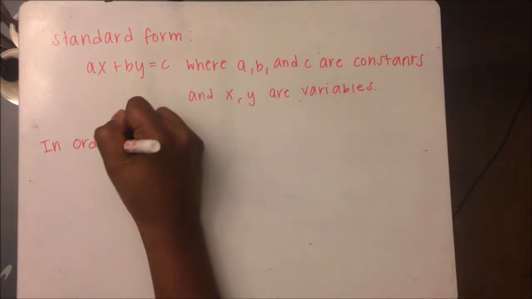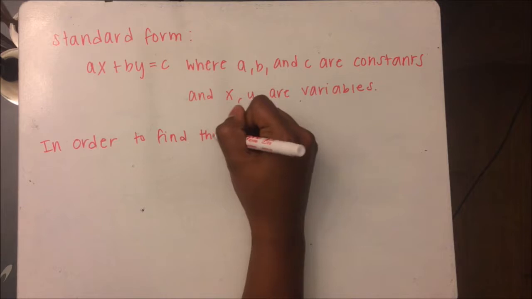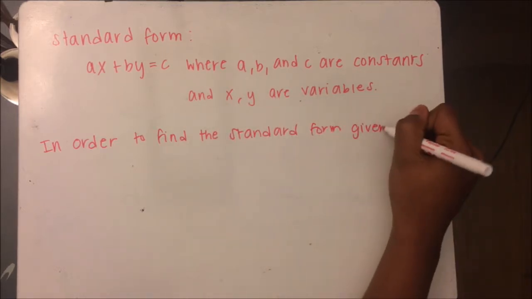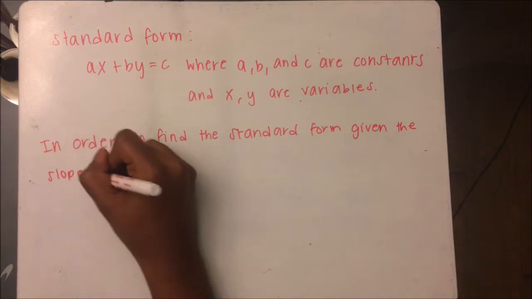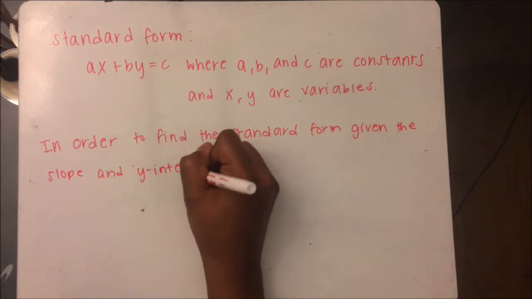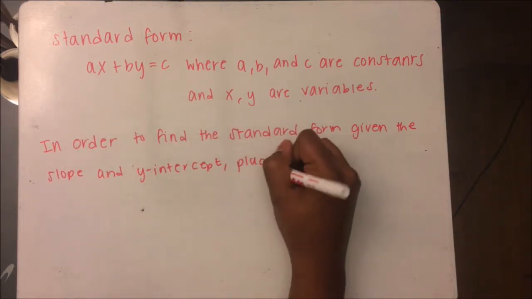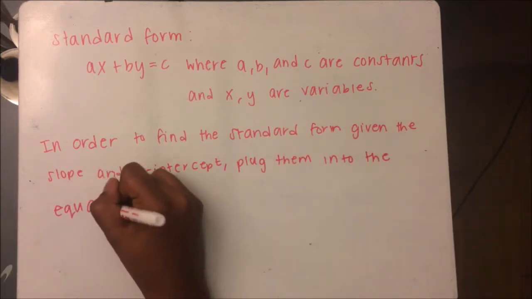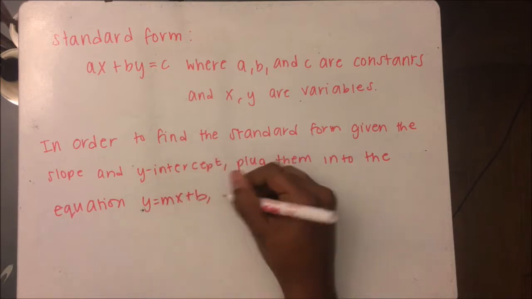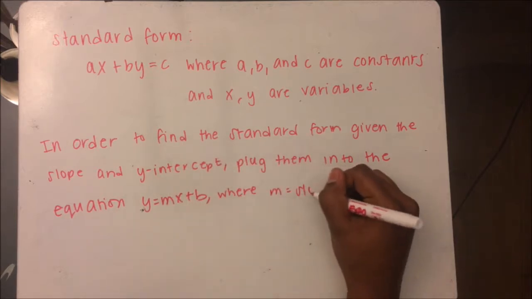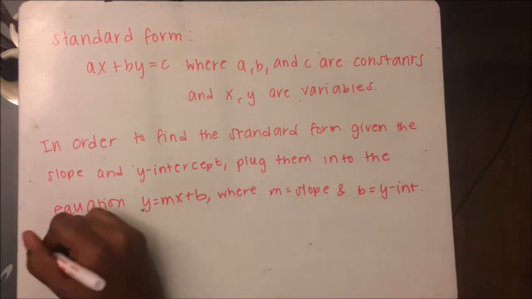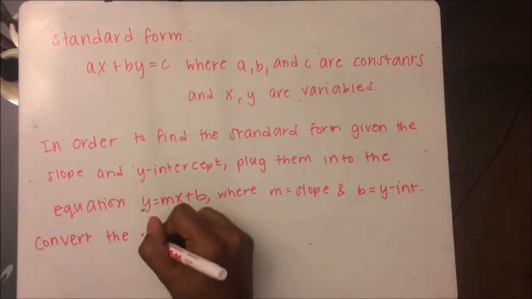In order to find the standard form of an equation, given the slope and the y-intercept, we must plug in the slope and the y-intercept to the equation y is equal to mx plus b, where m is slope and b is the y-intercept. Then we convert the equation y is equal to mx plus b back into standard form.